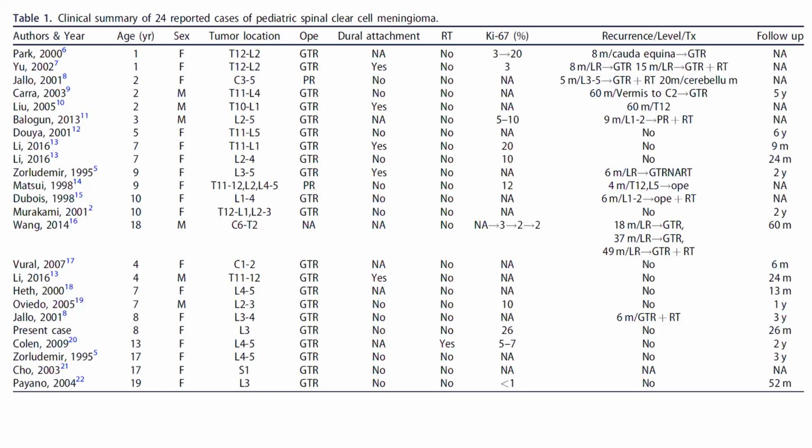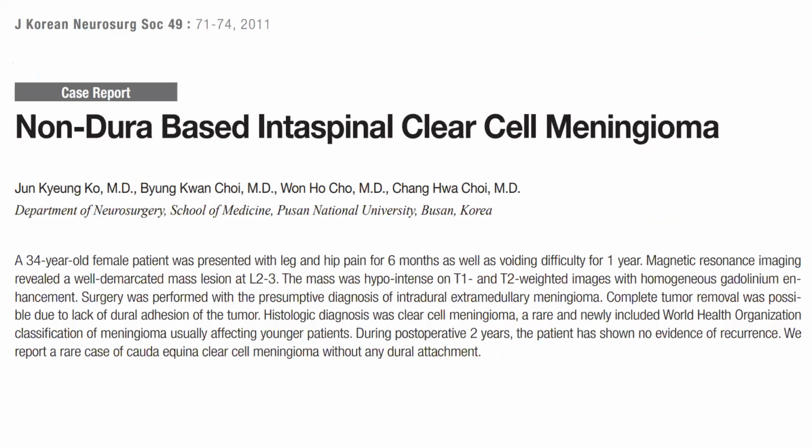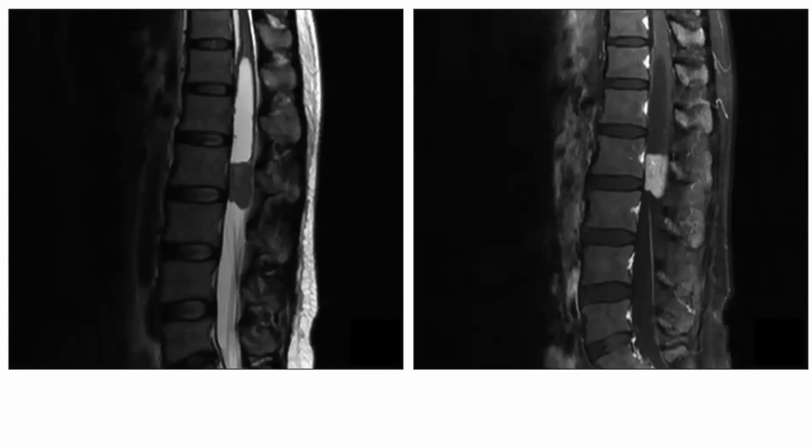1995, look at that, third from the bottom. Anti-penultimate, if you will. All right, let's look at the imaging of clear cell meningioma. Does that look like a myxopapillary ependymoma or a paraganglioma or what? Yeah, absolutely. Non-dura-based intraspinal clear cell meningioma, just more imaging from that paper.